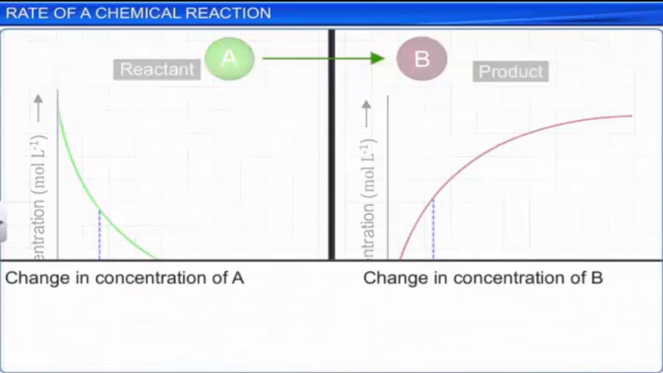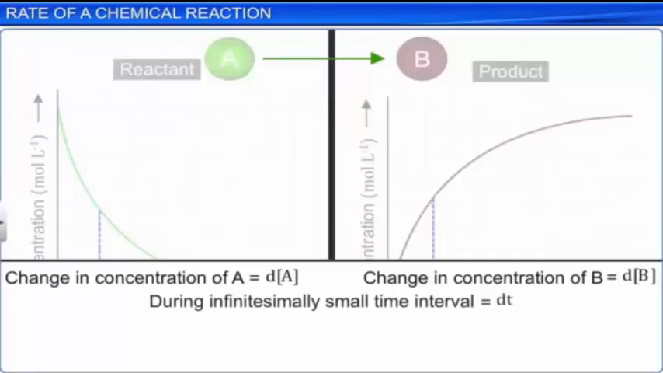If the changes in the concentration of A and B are dA and dB respectively, during the infinitesimally small time interval dt, then the instantaneous rate of reaction is given as R instant equal to minus dA by dt or equal to dB by dt.